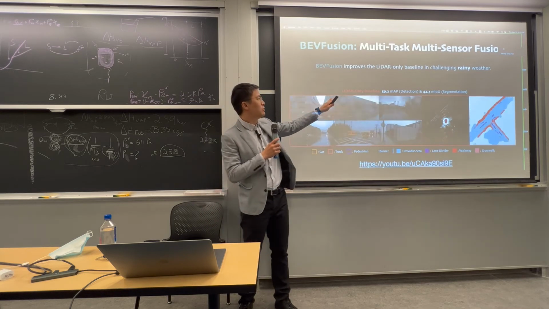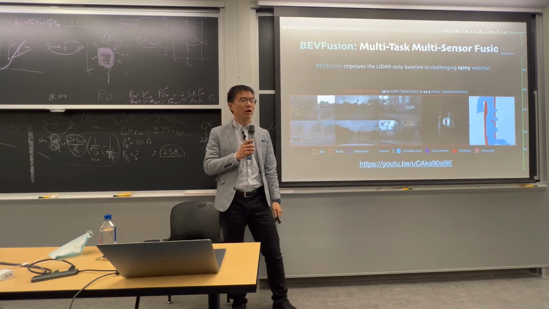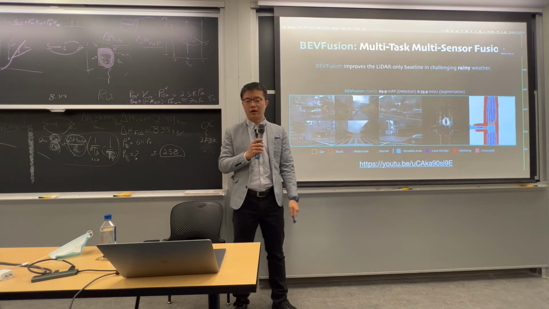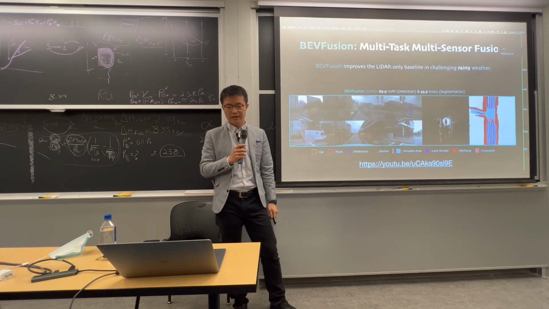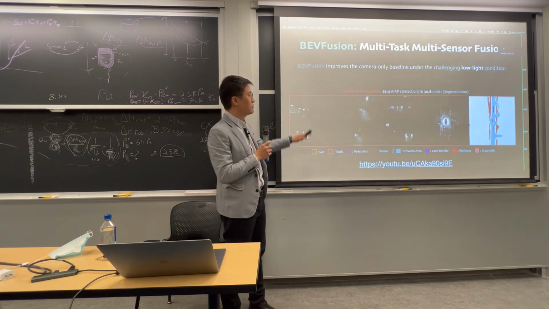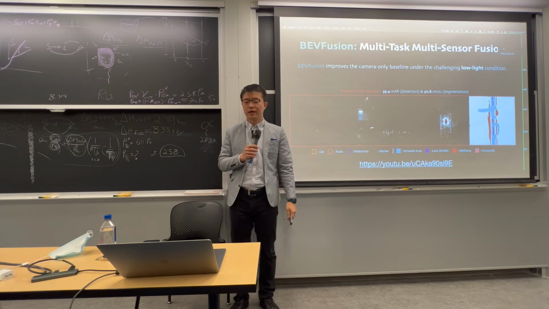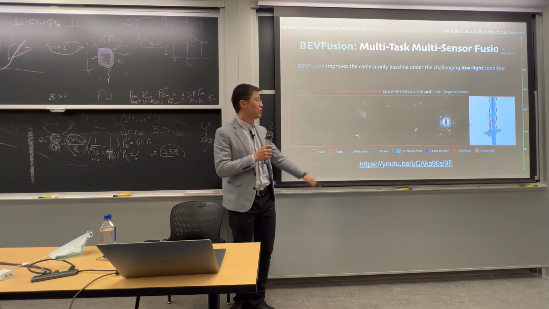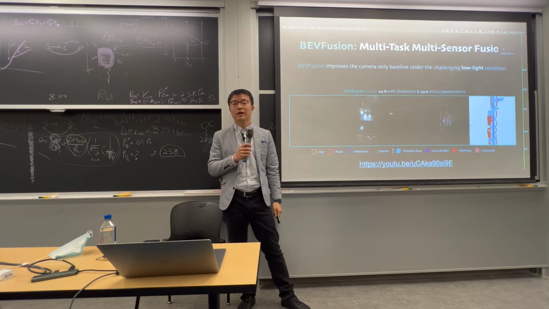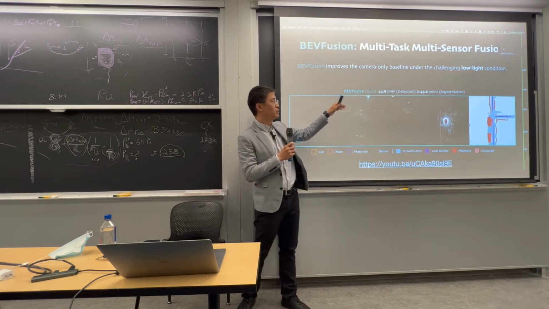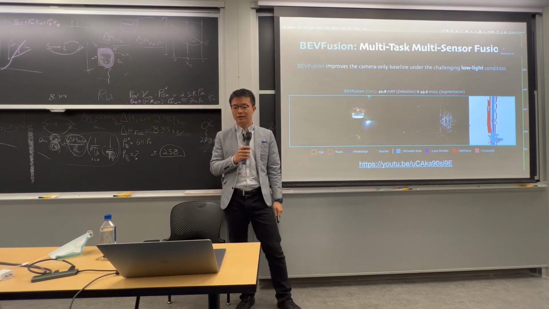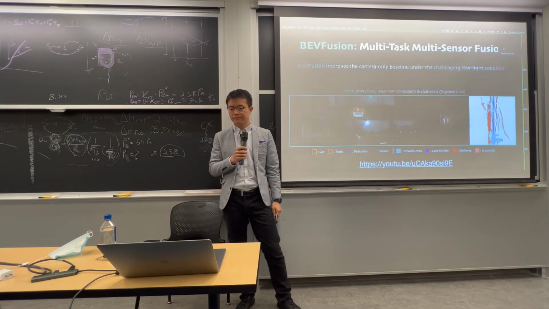The LiDAR-only baseline does not perform well in rainy weather, right? So the fused method can use the camera to compensate for that. And similarly, in the night view, okay, the camera-only baseline does not perform well. Lots of the objects are actually lost. Okay, but by adding LiDAR, BEV fusion can do a better job in those low light conditions.